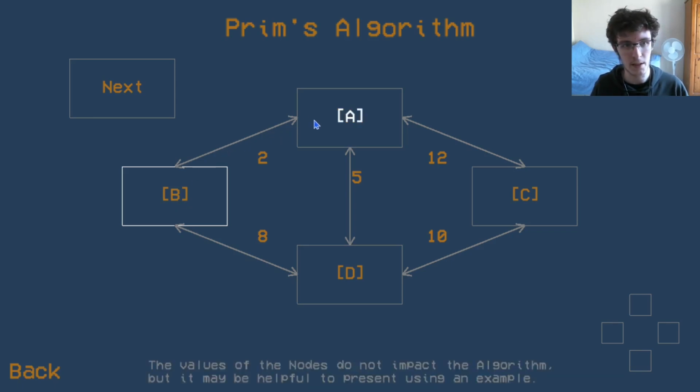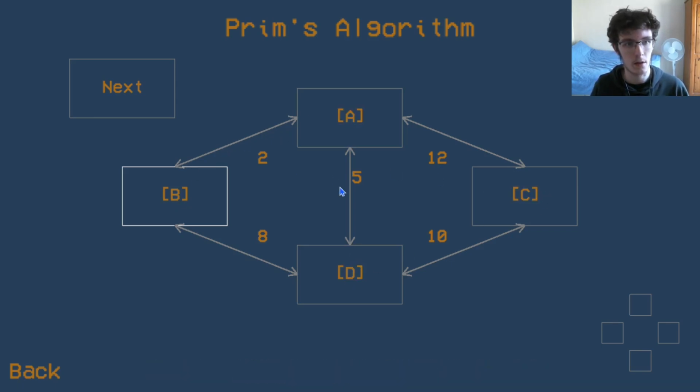We haven't visited any other node. Another thing I should add is that we want to visit every single node. Once we've visited all of the nodes, we know that we have found the minimum spanning tree.